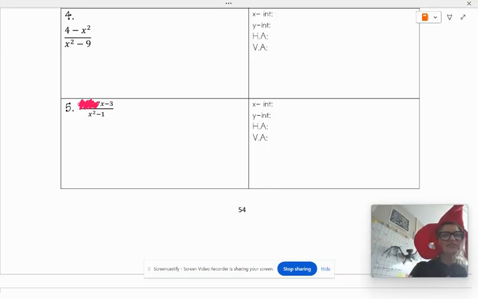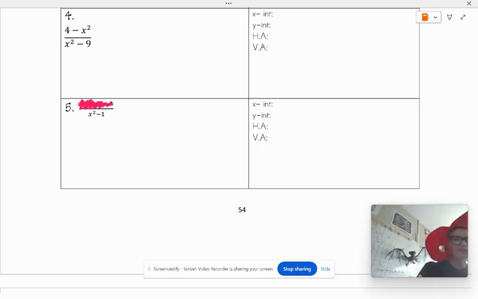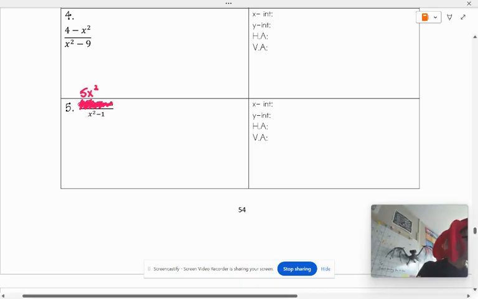I want you to cross this off. Guys, it's hard to listen to the video if there's any crosstalk. Okay, so let's cross off the numerator and put in 5x squared minus 2x minus 3. Okay? The top was not factorable.